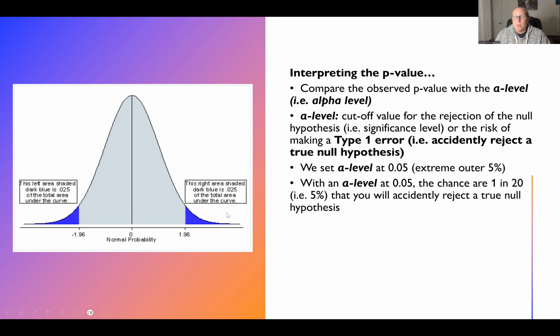This is where type 1 error happens the most, when we accidentally reject the null hypothesis. So that's why we set our alpha levels at 0.05, or that extreme 5%. And with that outside 5%, the chances are only 1 in 20 that you would accidentally reject a true null hypothesis, saying that there actually is a real difference.